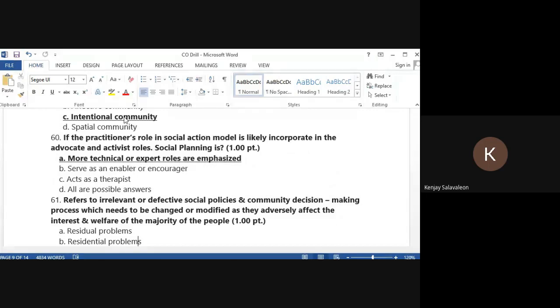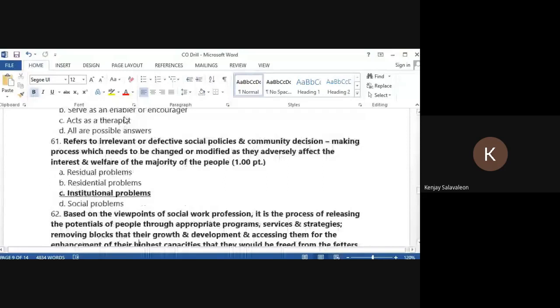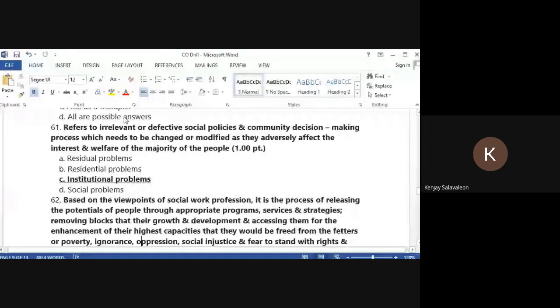61. Refers to irrelevant or defective social policies and community decision making process which needs to be changed or modified. So sa community organizing, we have two types of problem. No? Institutional problem and residual problem. Pag sinasabi natin institutional problem, basically this has something to do about the policies being deficient. Source of problem.